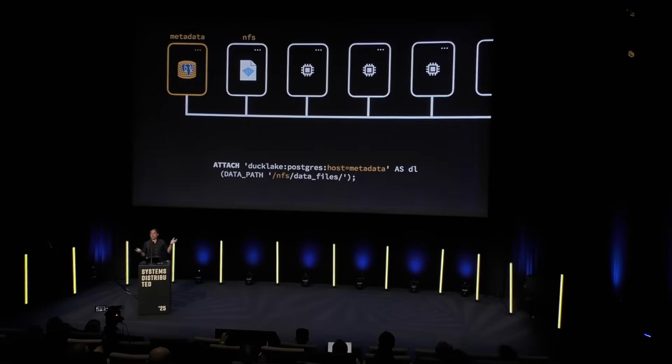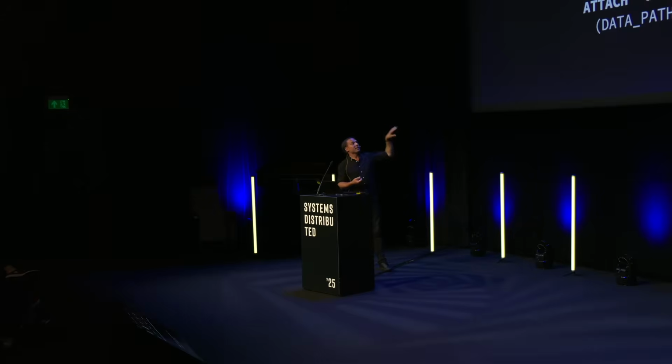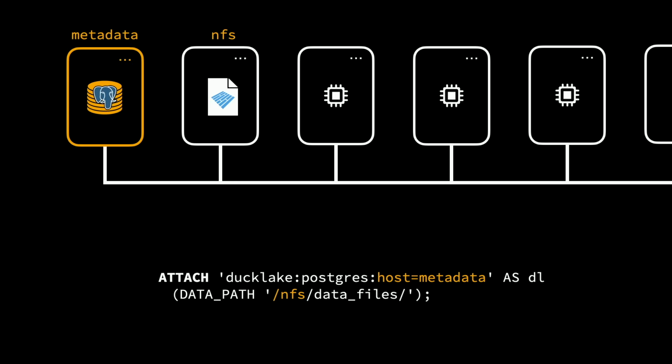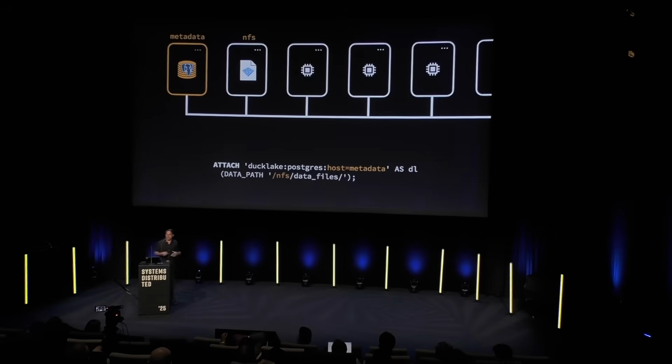And then we can just have a bunch of compute nodes, and on each of these compute nodes, we would just run this command, right? We instantiate a DuckDB or another compute system, and basically tell it, hey, you're going to talk to a DuckLake, and it's going to be a Postgres, and it's on this machine, host metadata. Okay. And then you have to specify the data path, which is going to be on this NFS mount.